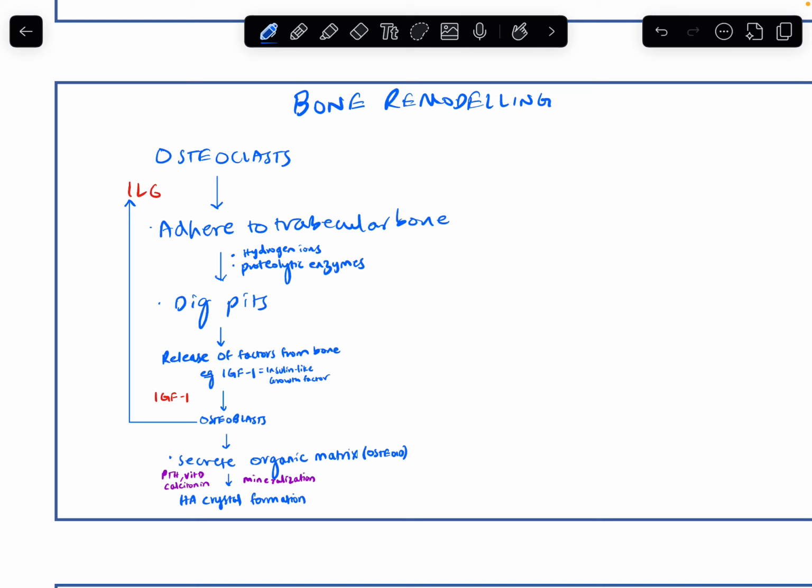When this matrix gets mineralized, it forms hydroxyapatite crystals and new bone deposition. In this process, osteoblasts and their precursors secrete cytokines like interleukin 6, and these cytokines again activate osteoclasts, and this cycle is repeated. This is how there is a balance of bone resorption and bone deposition that happens in the body.